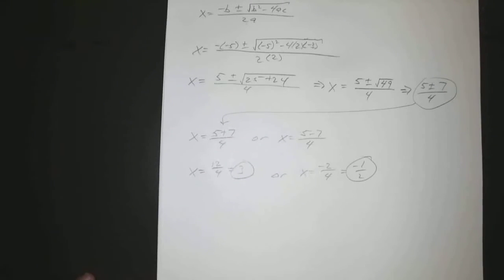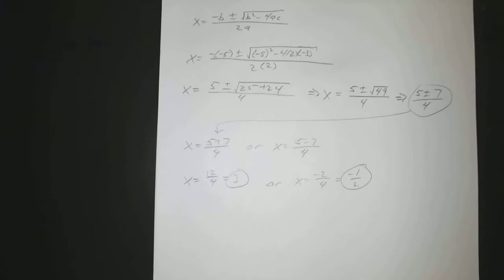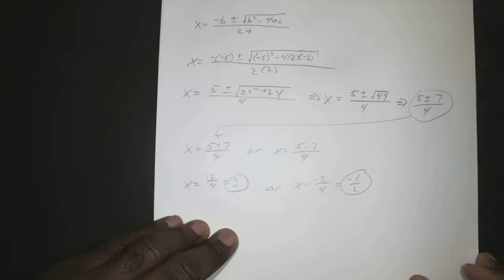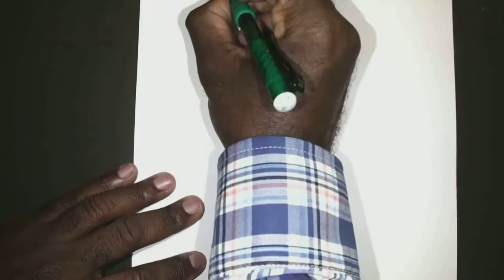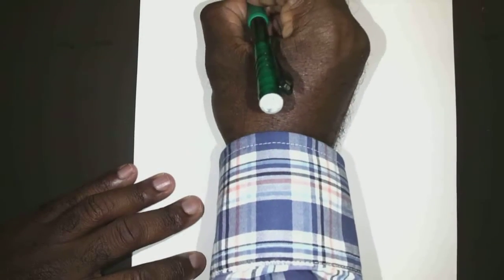We'll do one more. All right, so let's say, for example, if we wanted to solve 2x squared equals negative 4x minus 1.